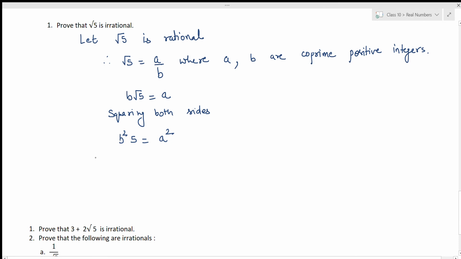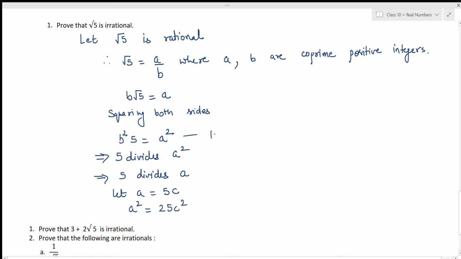This implies that 5 divides a square. This implies that 5 divides a. Okay. Now let a equal 5c. So what will be a square? A square will be equal to 25c square.